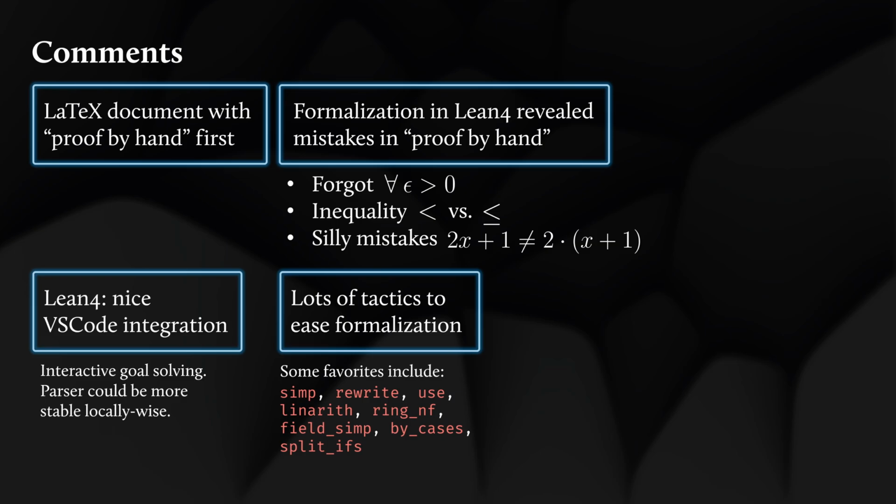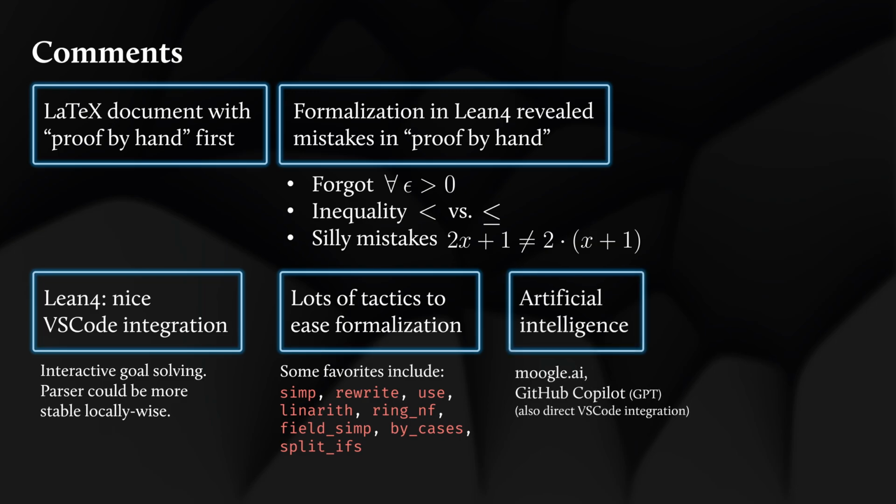And then there are tons of tactics to ease formalization. Some favorites include simp, rewrite, use, linarith, ring_nf, field_simp, by_cases, split_ifs, and there are so many more. And then artificial intelligence might be really useful here, for example Moogle.ai where you can search for theorems, and also GitHub Copilot with a direct VS Code integration.